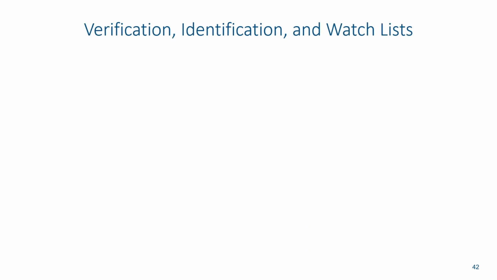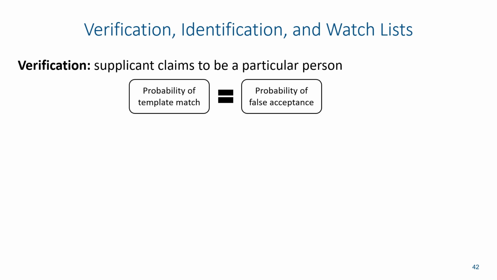So when we're looking at biometric authentication, we consider three pieces: verification, identification, and watch lists. For verification, the supplicant claims to be a particular person. So is the supplicant who he or she claims to be? We're going to compare that access data to a single template, and it's good for replacing passwords. The probability of the template match is our probability of false acceptance. So let's say the probability of our template matching is 1 in 1,000. That means I have a 0.1% probability of a false acceptance.